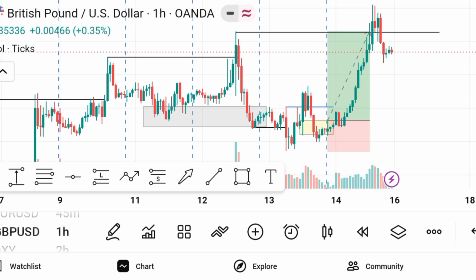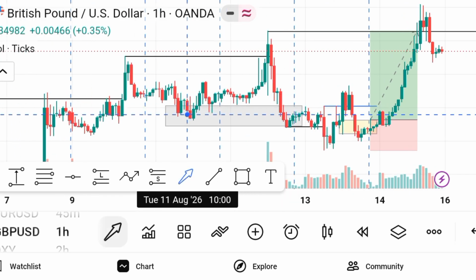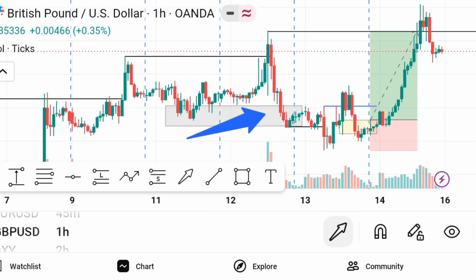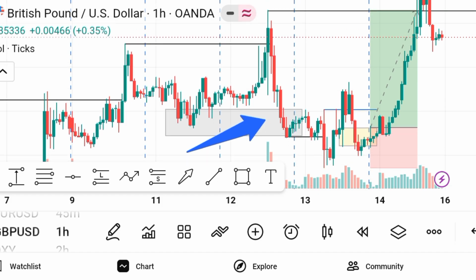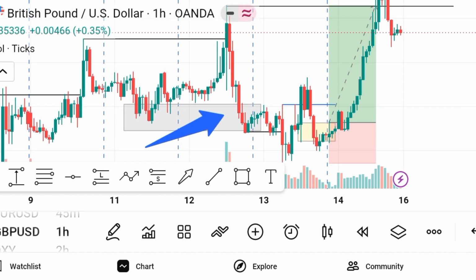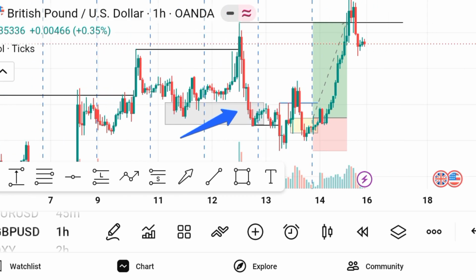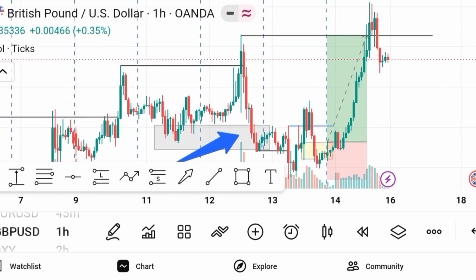I hope you saw the example I gave you guys earlier on, where many people that tried to buy from here would have gotten stopped out already, and people that try to sell again would have also gotten stopped out already. So this is why you need confirmation entry if you really want to go far in this industry.